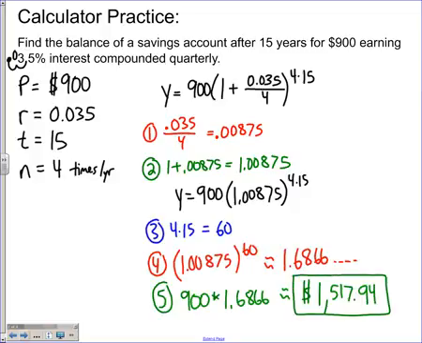Okay, so make sure that you've tried that in your calculator and see if your answer matches what I got up here. And think about what this means. So we started with $900. After just 3.5% interest in 15 years, we nearly doubled the amount of money. 900 to 1,800 would be doubling it. So that's a pretty good amount of interest that we earned over a fairly short amount of time, 15 years.